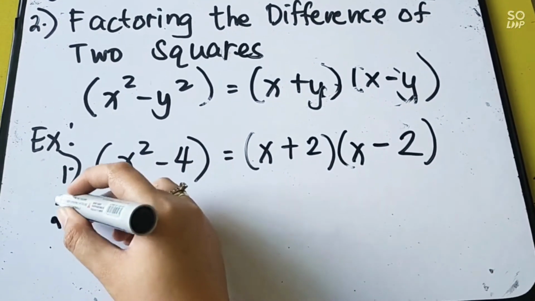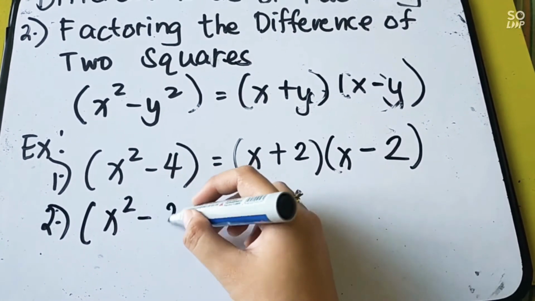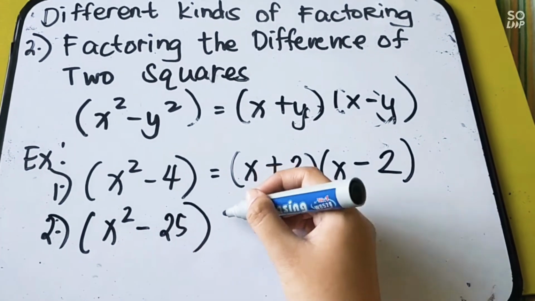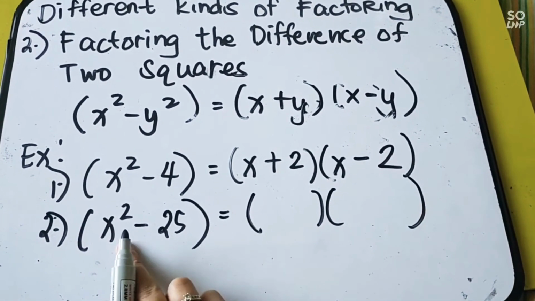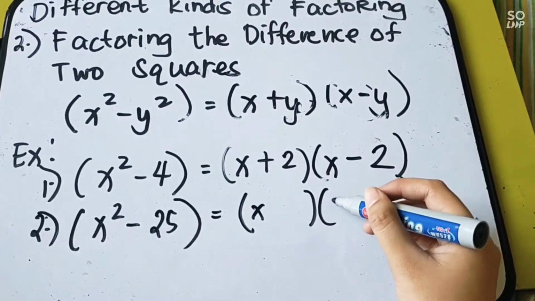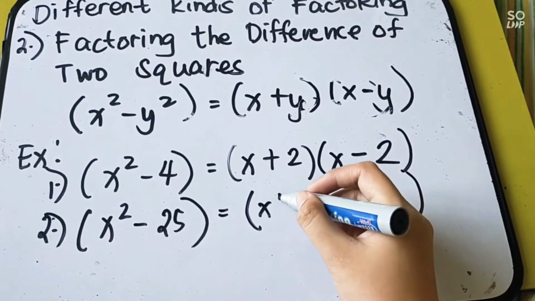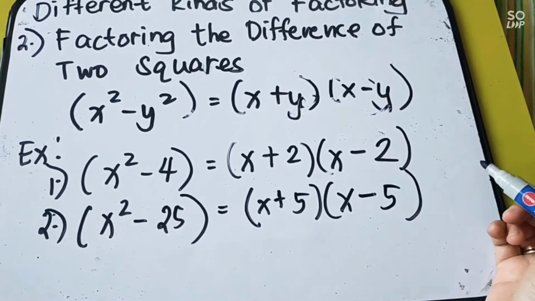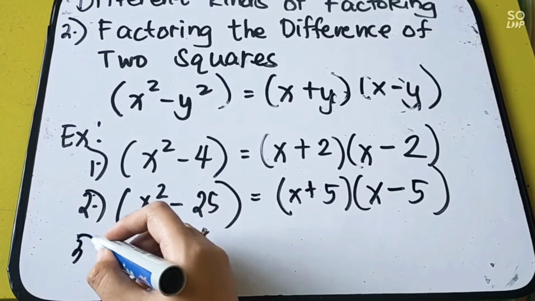Let us have the second example. What if we have x squared minus 25? Perfect square, perfect square. So, it is equal to factors, x squared again. We have here x and x. Then, factors, square root of 25, one positive, one negative. The answer is 5 and then 5. So, that is difference of 2 squares. Let us have another example.